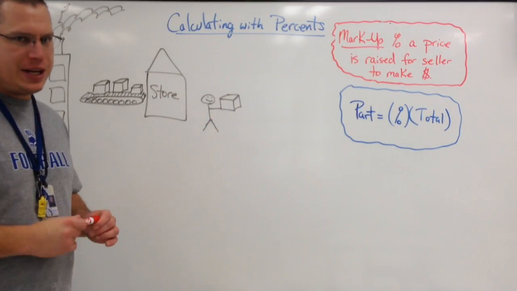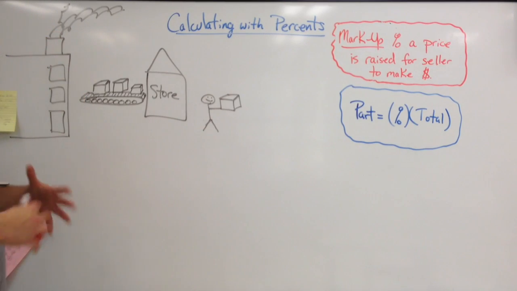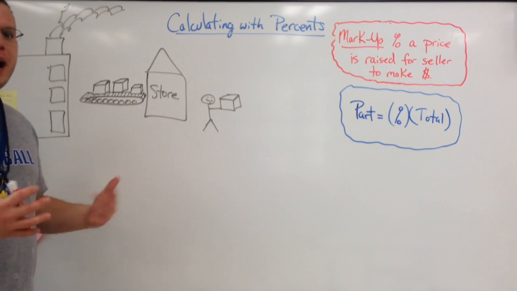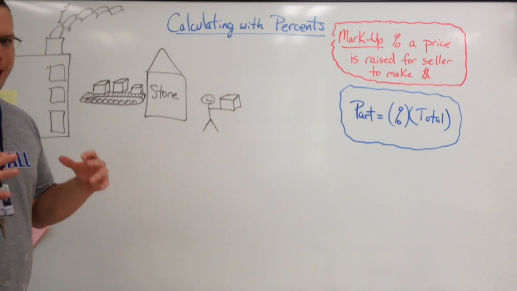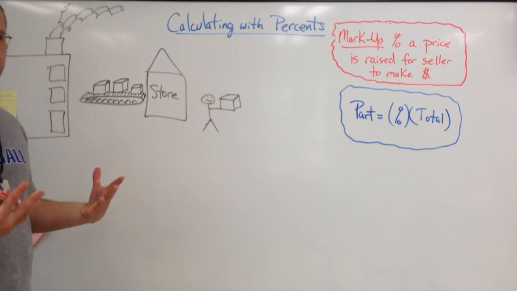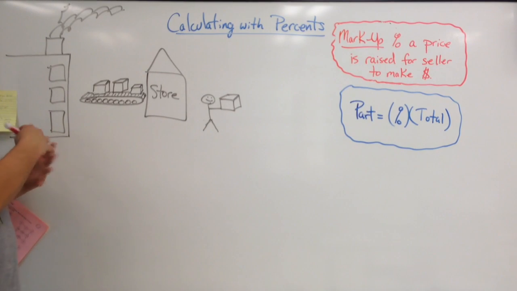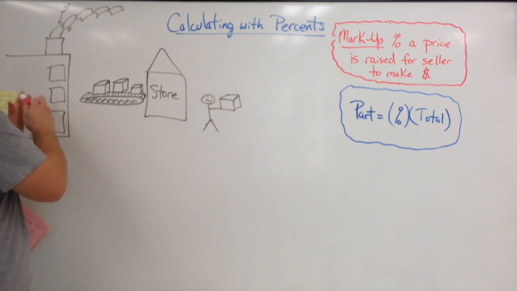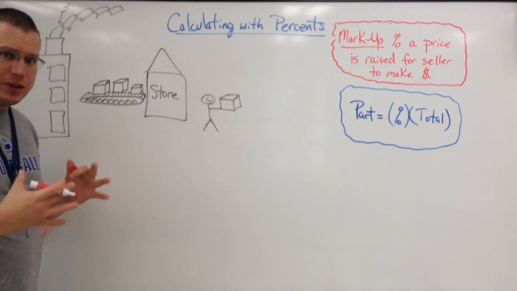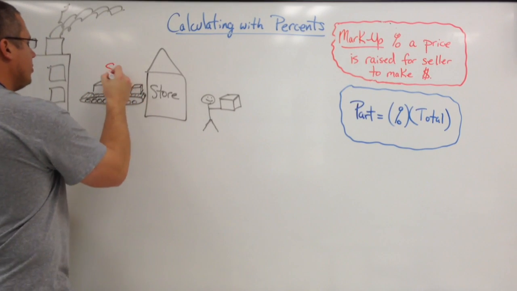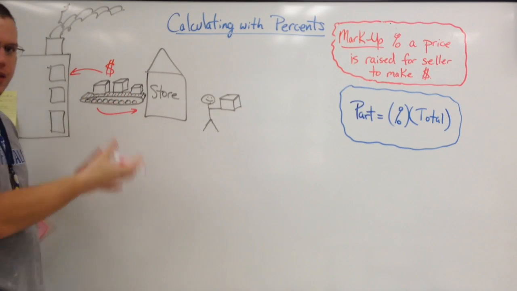Take a look at the idea of a percent markup. What does this mean? Realize when you go to the store and buy stuff, most times those items were not made at the store. They had to be shipped in from somewhere else. So imagine a factory that makes whatever products. At some point they have to get to the store. Now the store actually pays money to the factory to get the items in their store.